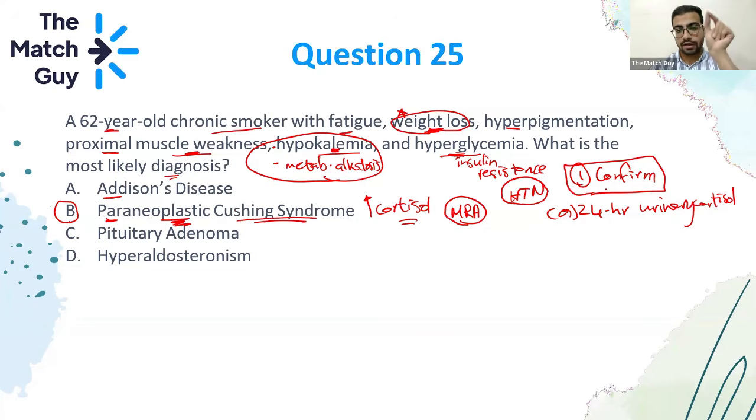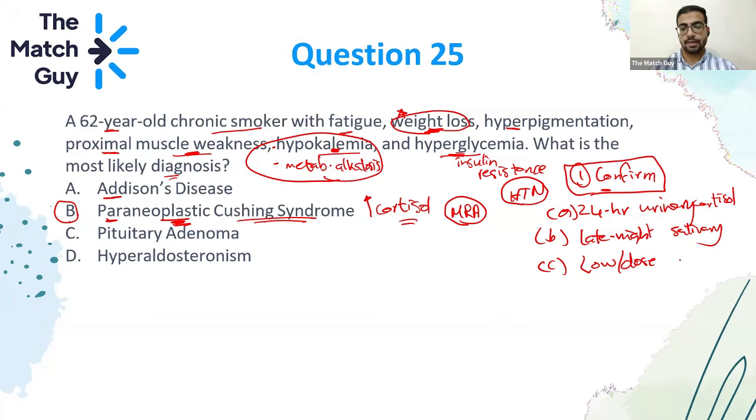No, it's a trick. The first step is confirming the diagnosis by, for example, a 24-hour urinary cortisol, a late night salivary cortisol test, and/or a low dose dexamethasone suppression test. Okay, so any of these is sufficient to confirm the diagnosis of Cushing syndrome. We have increased cortisol. Then the next step, and that's very important, is differentiating.